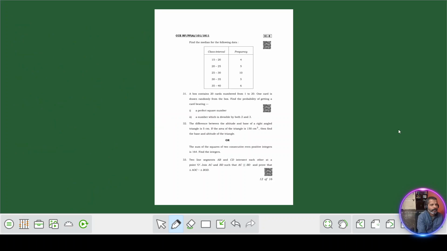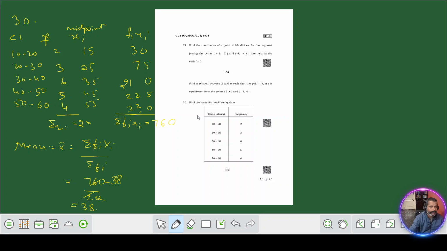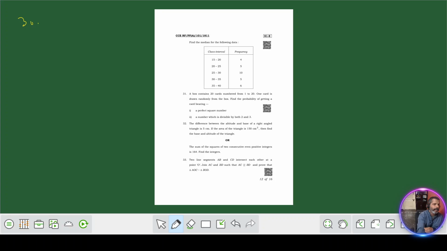30th has another question, or they have asked median here. 30th question only, median. The Ci is different and F is also different. We'll write that. Ci: 15 to 20, 20 to 25, 25 to 30, 30 to 35, 35 to 40. F is 4, 5, 10, 5, 6. Here n is, when you add these, 30.